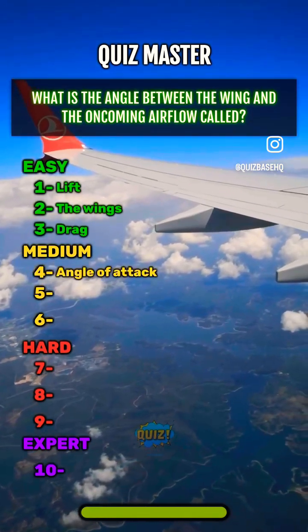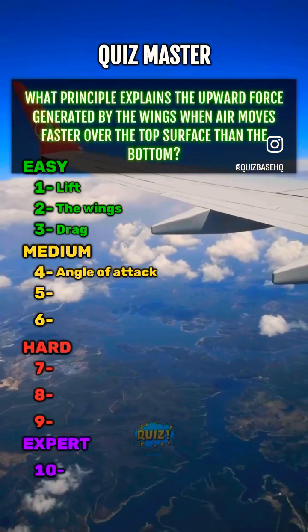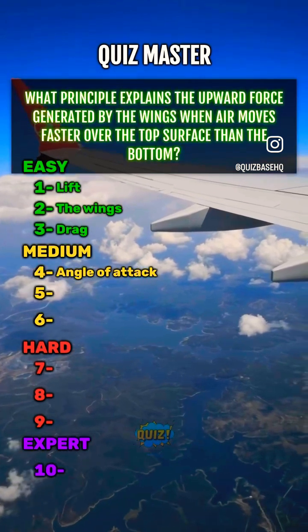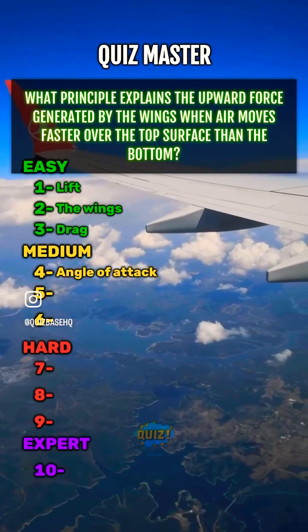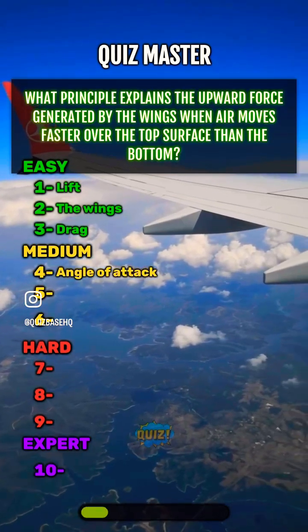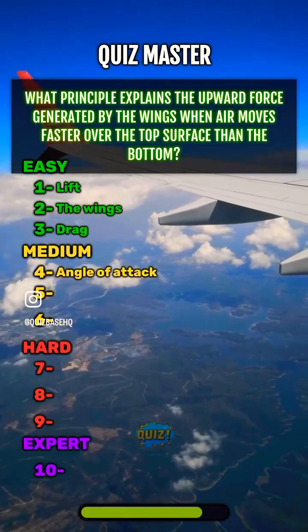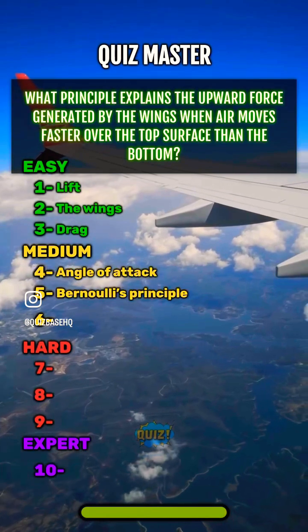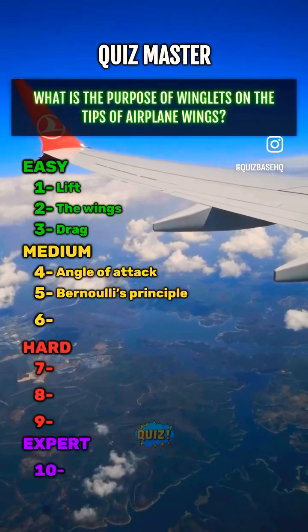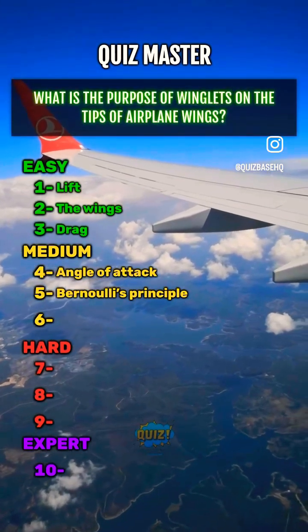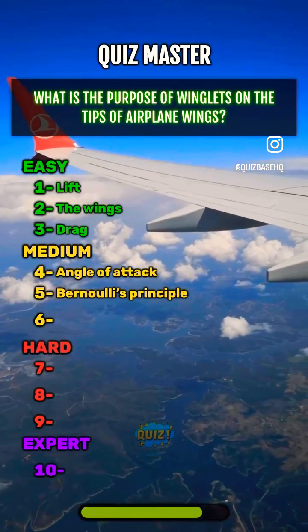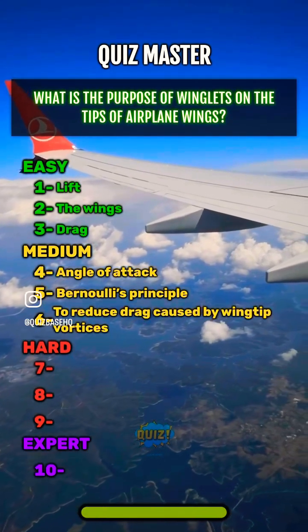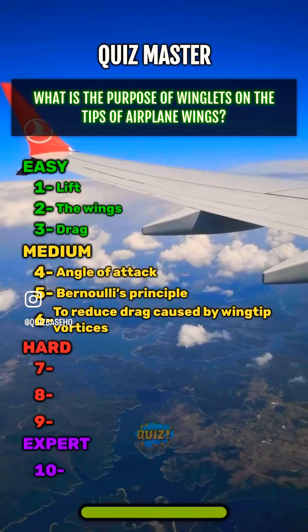What is the angle between the wing and the oncoming airflow called? Angle of attack. What principle explains the upward force generated by the wings when air moves faster over the top surface than the bottom surface? Bernoulli's principle. What is the purpose of winglets on the tips of airplane wings? To reduce drag caused by wingtip vortices.